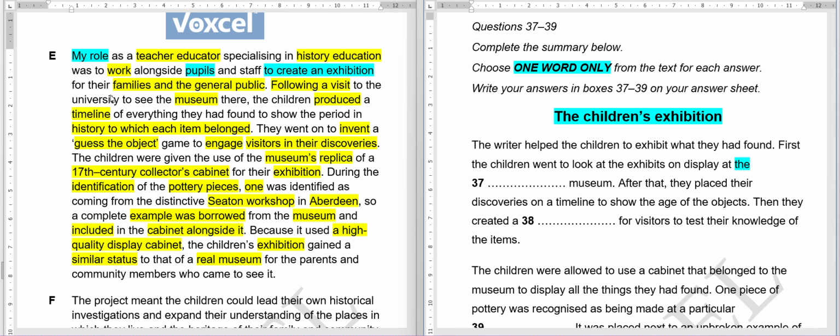Let's see. My role as a teacher is specializing following a visit to the university museum. Okay, so following a visit to the university to see the museum. So here it is about the museum and following a visit. So following a visit is first they went. Okay, so our answer is in this particular sentence.